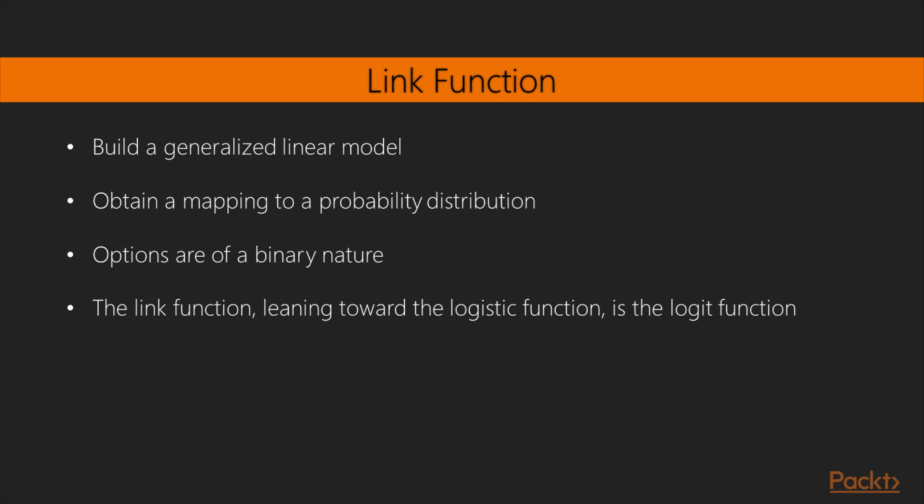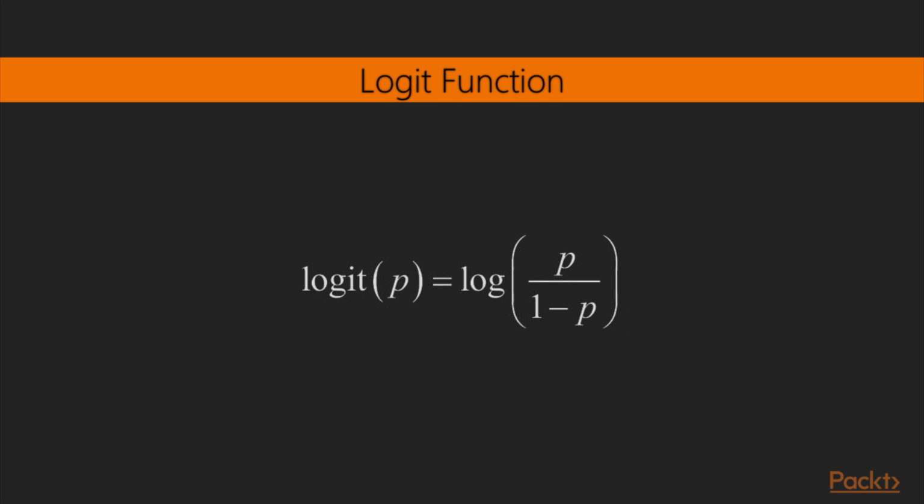Link function. As we are trying to build a generalized linear model, we want to start from a linear function and from the dependent variable obtain a mapping to a probability distribution. Since the options are of a binary nature, the normally chosen distribution is the recently mentioned Bernoulli distribution, and the link function, leaning toward the logistic function, is the Logit function. Logit function. One of the possible variables that we could utilize is the natural logarithm of the odds that p equals 1. This function is called the Logit function.